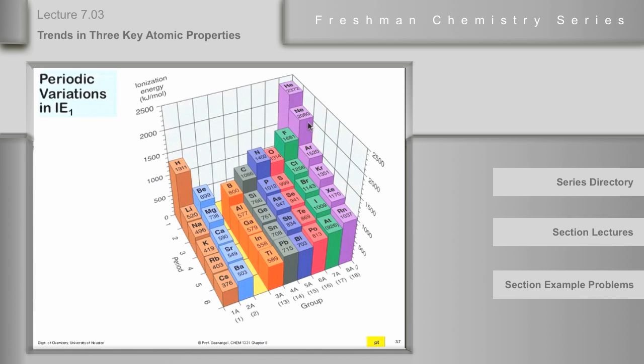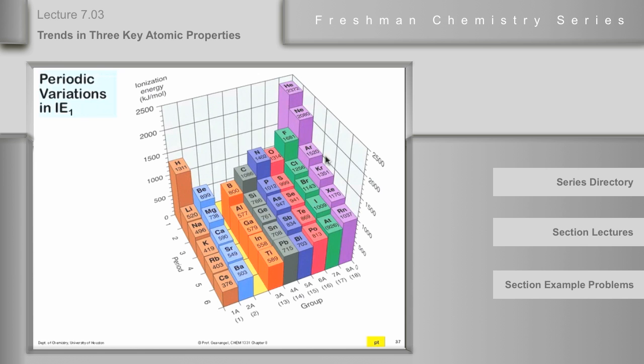So this is a plot of the main group elements and their arrangement in the periodic table. I've left out the transition elements here. And the height of each one of the columns here is proportional to the ionization energy in kilojoules per mole.